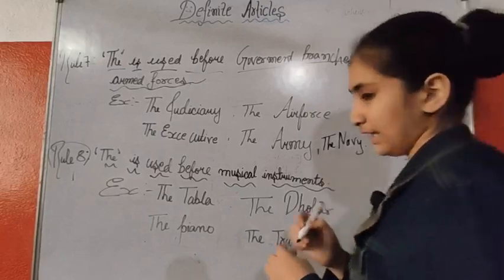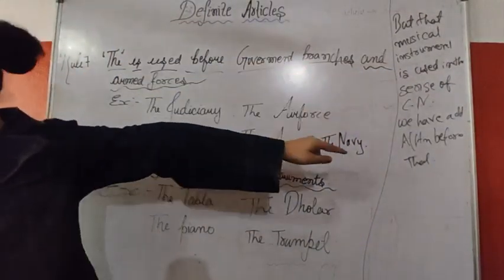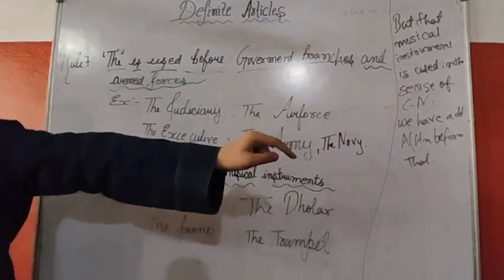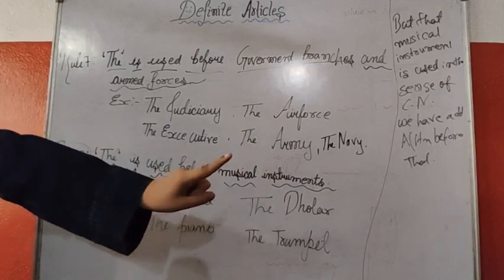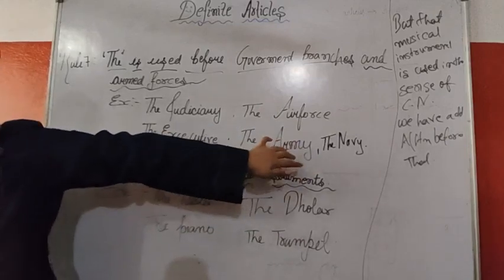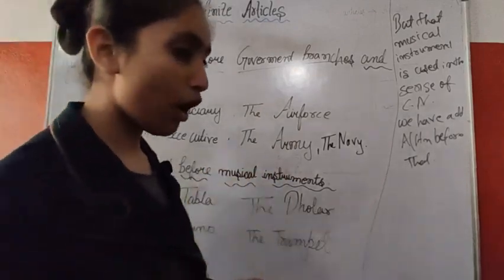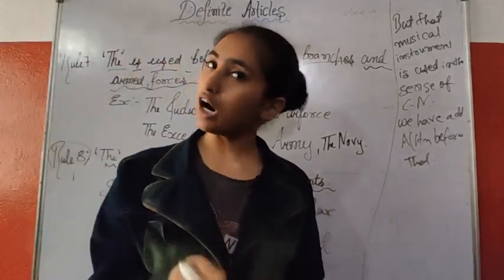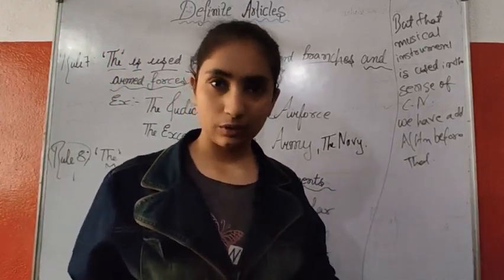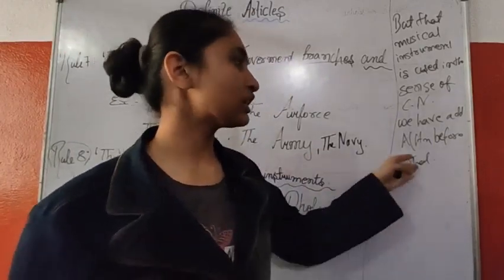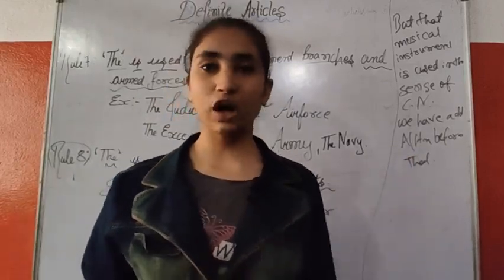Okay guys, if that musical instrument is used in the sense of a countable noun, then we will have to add "a" or "an" before that. For example, you can take, he has bought a piano. There are 2 pianos. Okay, then we will have to use "a" or "an" before that.